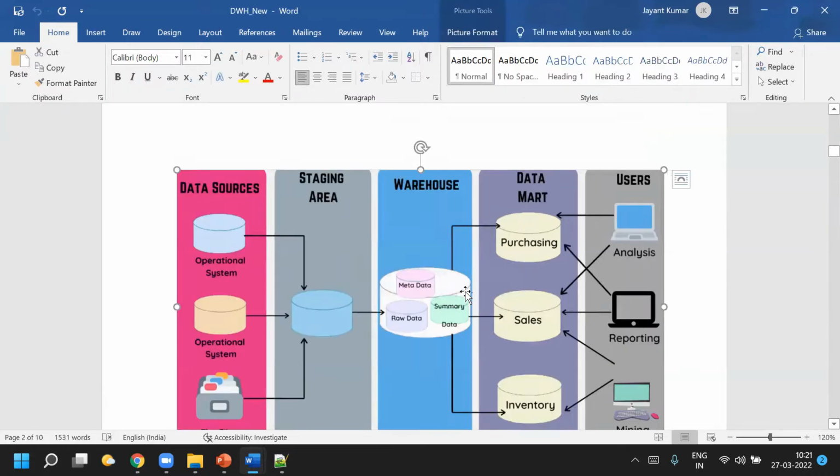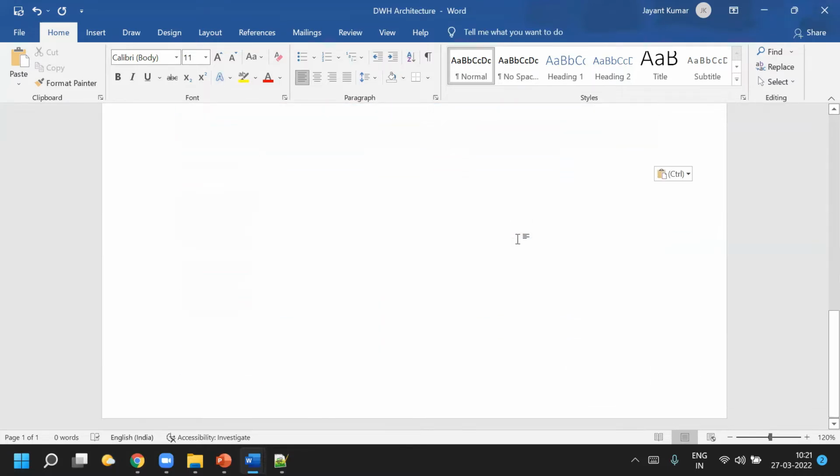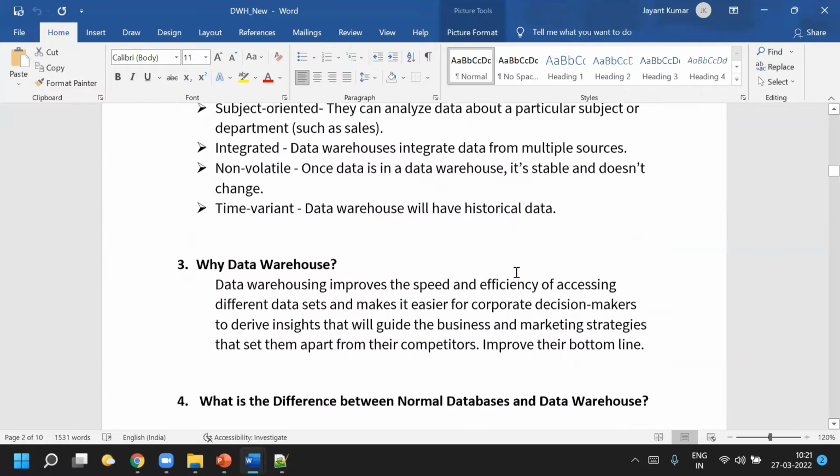It's based on a requirement, based on the company requirement, how they want to design their data warehouse. Either they want to first make this as a data mart before the data warehouse, or after the data warehouse. Okay, so this is what we have from the data mart.